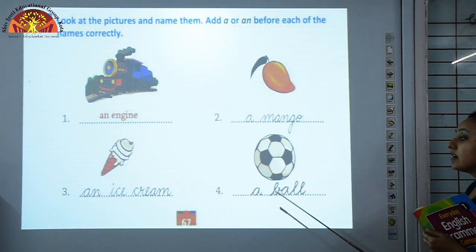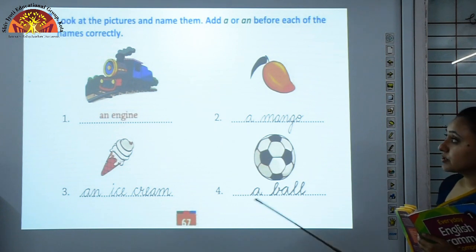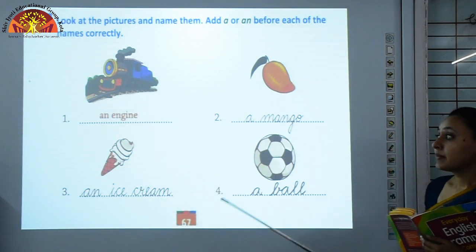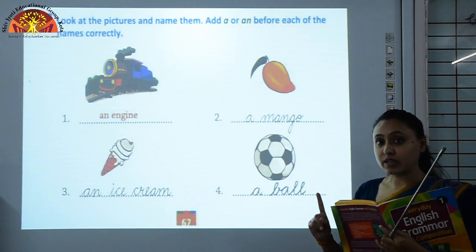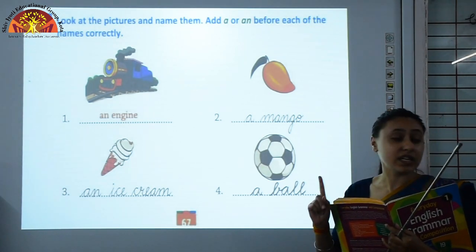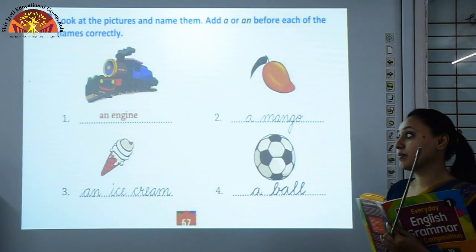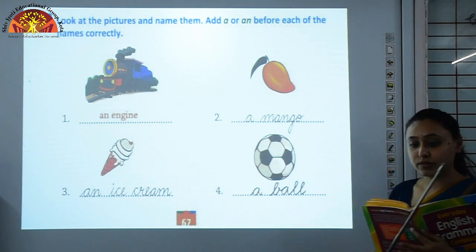So we will add a before ball, okay? So children, here look at them. All the pictures we are talking about are one thing, okay? We are talking about singular naming words. So we will add N or A, okay?